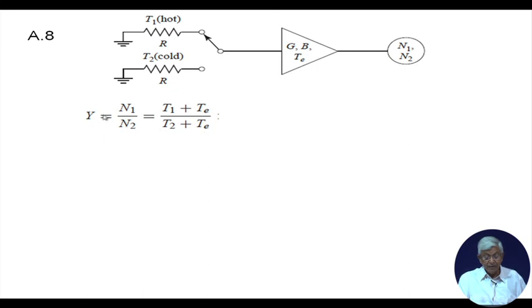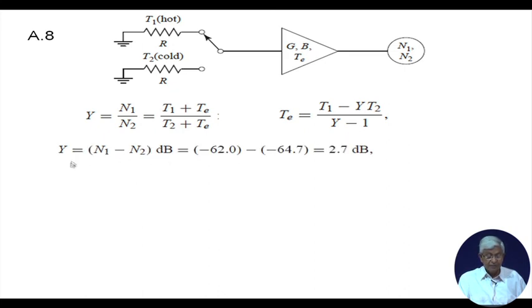Now, this Y value is known because we know N1 and N2, and we know T1 and T2. So, Te can be easily found out. By changing the sides, you get Te equals T1 minus Y T2 by Y minus 1. Let us put the values. N1 and N2 are measured in dB, so subtracting them gives 2.7 dB, and if you convert that into a ratio it becomes 1.86.